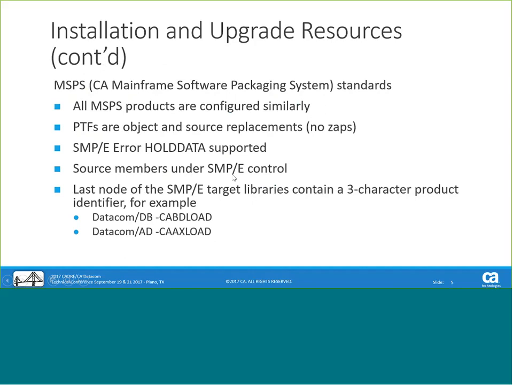That means that the SAMPJCL data set that contains all of the upgrade members is SMP managed. So when you're making edits and changes, you want to make sure you don't do it in the SAMPJCL data set, because if you do apply maintenance that affects that data set, your changes will be lost. Anyway, the last note, the SMP target library contains a three-character product code. In the case of Datacom DB, it's CABD, and if you're a Datacom AD implementation, it's CAAX.